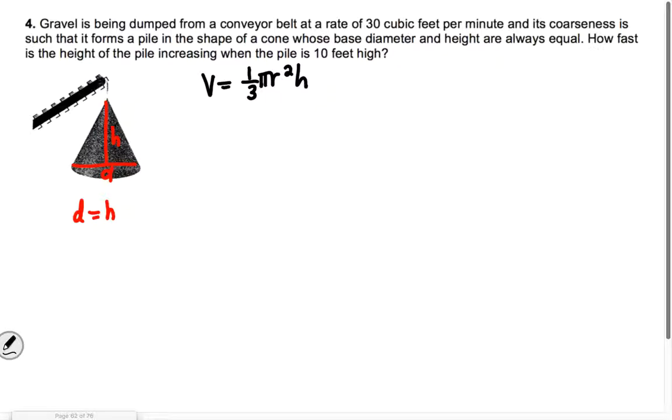Okay. So if you have d is equal to h, well, d is 2r. So I can replace all of my r's with h's over 2s, or I can replace all of my h's with 2r. It says that the diameter and height are always equal in this case.